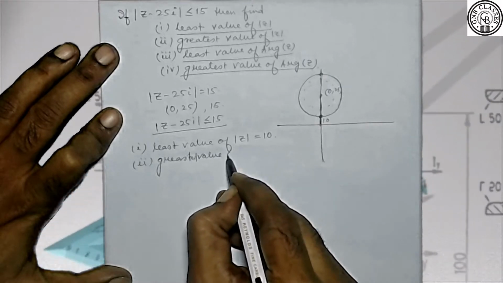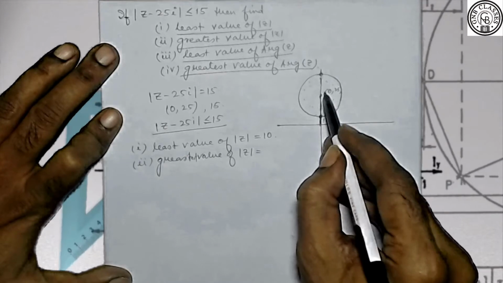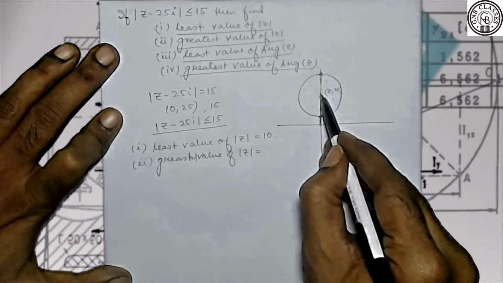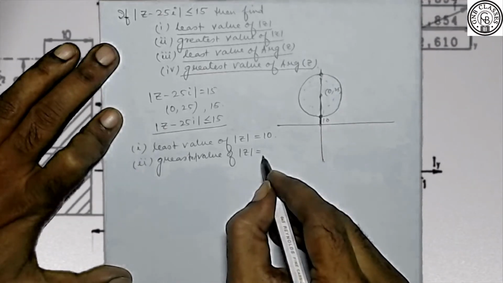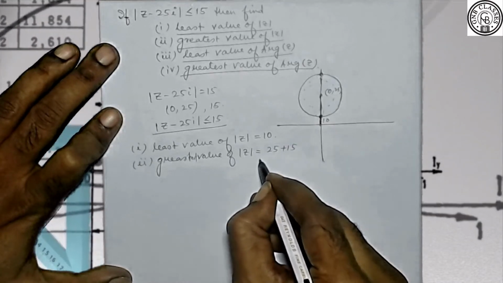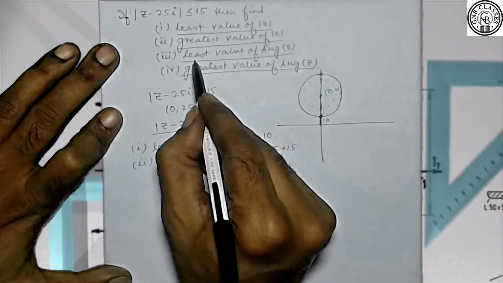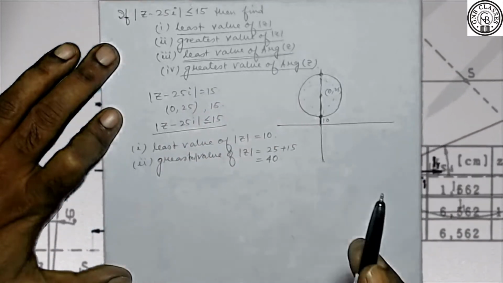So this distance is the greatest distance, that is the greatest value of mod z, which is nothing but this length 25 and this length 15, because it is the radius of the circle. Therefore, the greatest value of mod z will be 25 plus 15, which is nothing but 40. Is it clear?